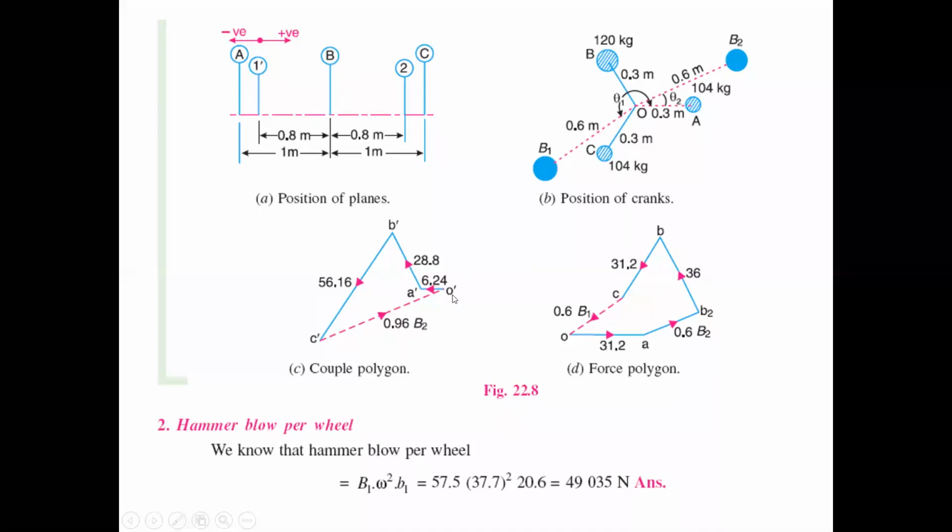Before drawing our couple polygon diagram, first you will set up the scale. Let us take 5 Newton meter equals 1 centimeter. Then the value 6.24 means about 1.2 centimeters. Just draw 1.2 centimeters. So the vector O dash A dash is our 6.24.